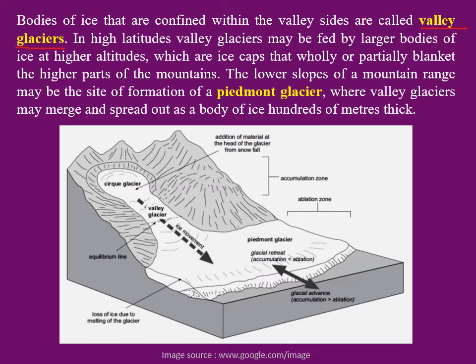But in downslope areas, when these valley glaciers reach a relatively flattish portion, then successive valley glaciers meet with each other and they form a continuous apron of glacial ice mass. This type of glacier is known as Piedmont Glacier. It looks like a blanket of ice covering an entire relatively flat area.